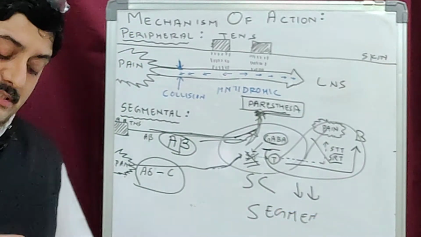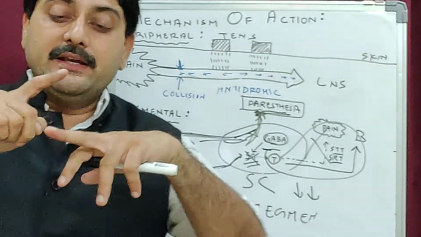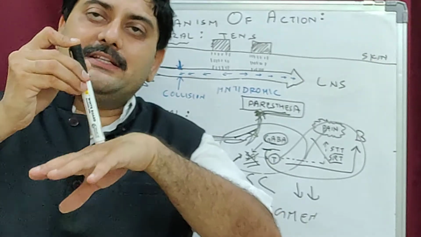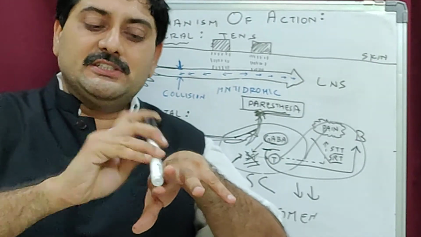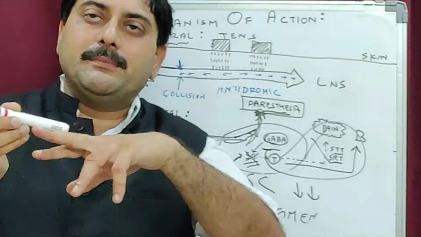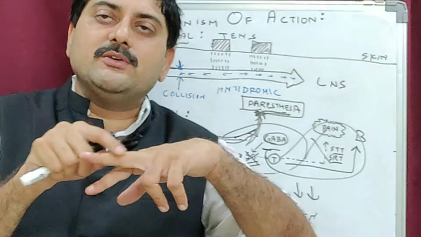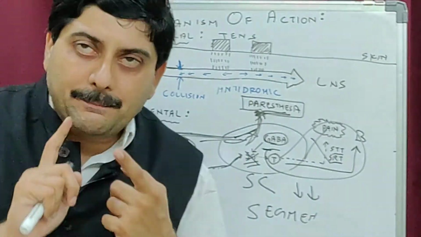Again, we have to understand that the first level was the peripheral level, where I have an injury and the pain sensation is going over here. I am applying TENS over here, right? So TENS is beating the pain sensation: here the pain sensation is coming, here the TENS is going, so they collide over here and it reduces the sensation right here. This is known as the peripheral mechanism.